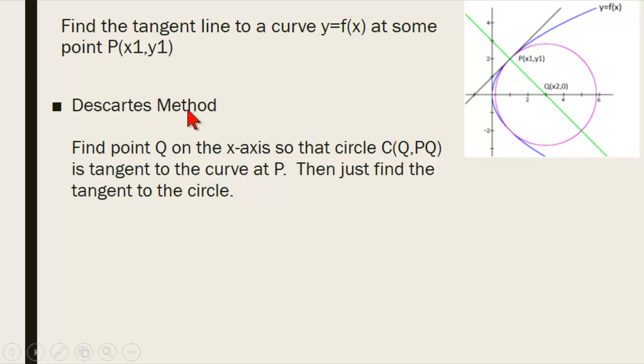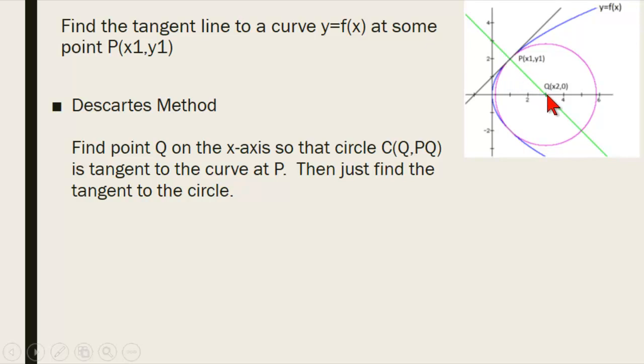This goes back to Descartes. He said, well, I'm going to try and construct a special circle, pictured in lavender here. Its center is going to be on the x-axis, so I just need to find out what its x-coordinate is. And the special thing about the circle is that it'll be tangent to the given blue curve at the point of interest. Since that's the case, then the tangent line to the blue curve and the tangent line to the lavender circle at this point will be the same line. So I can find the tangent line to the circle, but that's easy.